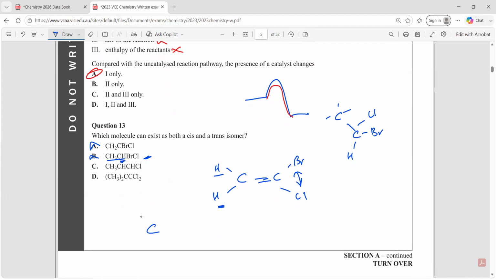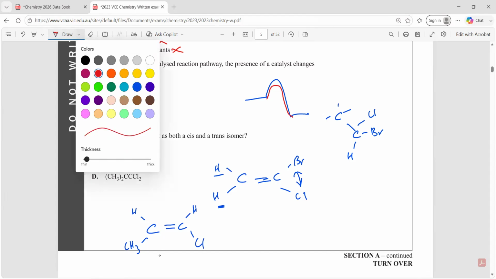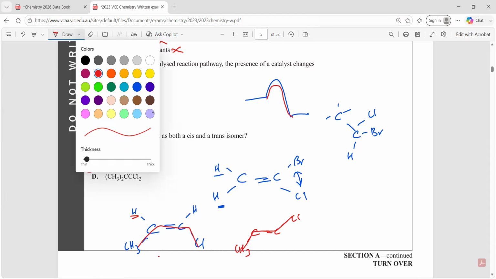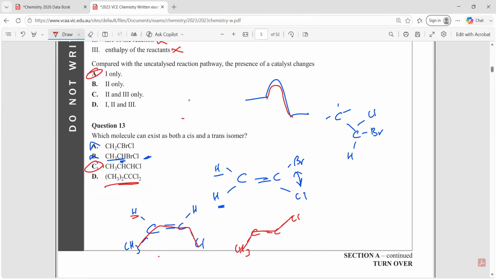So here, H, CH3, CHCl. So the reason why this couldn't appear as a cis or a trans isomer is because that's a cis isomer. And then if we switch this around, that is a trans isomer. So they're actually different. Okay, cool. So the best way to do it is just draw these out. Let's see why this is not. So, oh yeah, there's two CH3s, and because they're the same, even if we switch them around, there's two Cls. Even if we switch them around, it'd still be the same type of molecule.